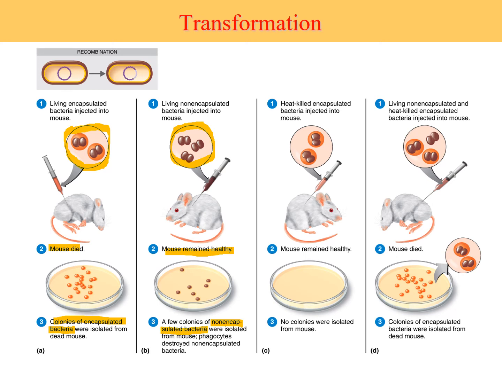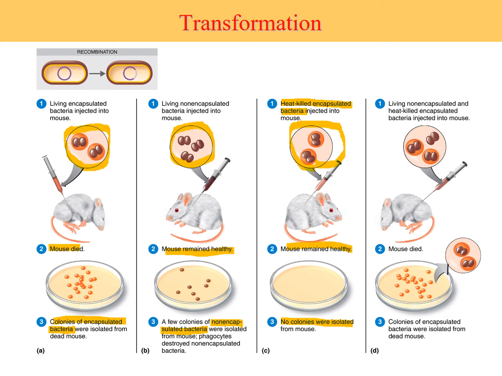In a third group of animals, if they heat-killed encapsulated bacteria and injected that material into the mouse, then the mouse remained healthy and no colonies of any of the bacteria could be isolated. No types of bacteria could be isolated and grown from the mouse.